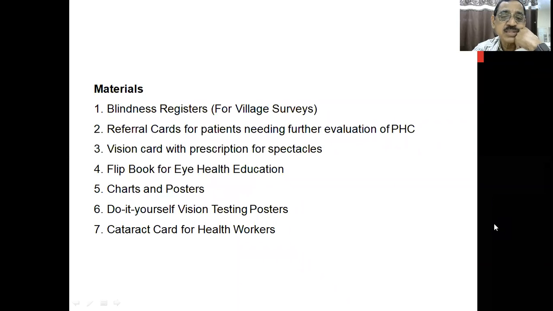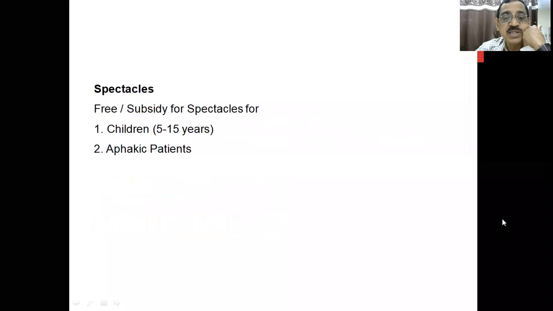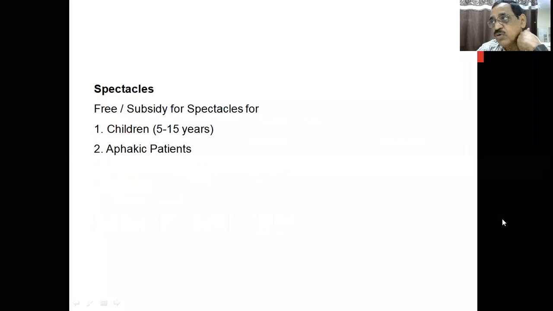The materials or registers which you will have to maintain at the PSC level are a blindness register, referral cards for patients needing further evaluation at the PSC, a vision card with prescription for glasses, a flip book for eye health education, charts and posters, do-it-yourself vision testing posters, and a cataract card for health workers. All these things will have to be maintained. Free subsidized spectacles will have to be given for children 5 to 15 years, and also for people who undergo cataract surgery and were aphakic at the time; they were given free spectacles.